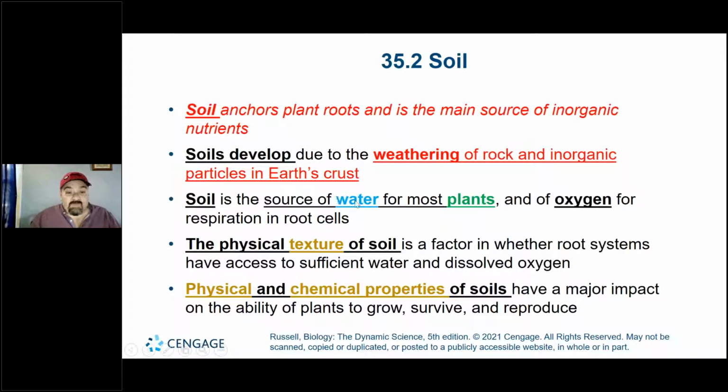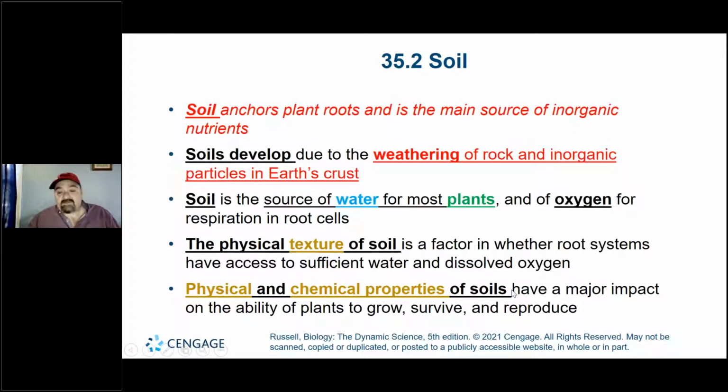So soil is a source of water, and for most plants we get oxygen for respiration in root cells, actually absorbed into the root system. The physical structure of soil is a factor in whether root systems have access to sufficient water and dissolved oxygen.